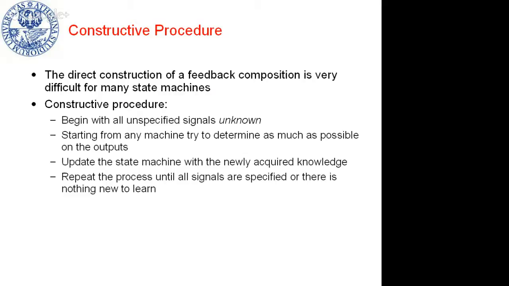Okay? And then, starting from any system, you try to understand if any of the outputs can be determined. If you can change some of the signals that are unknowns into values that you can actually determine, that are defined, then you propagate these values, and you update correspondingly the state machines with the newly acquired signal values. And you repeat the process until either all the signals are specified, or you cannot go any further. If all the signal values can be specified, then you can actually compute the solution to the composition problem.